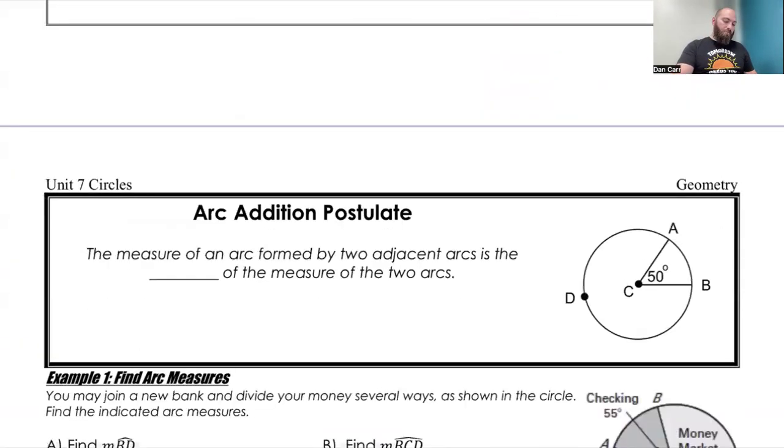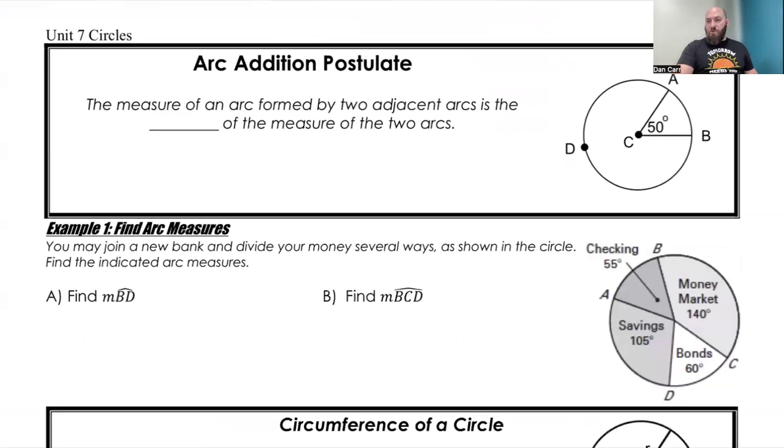All right. A couple other things for today. First one is the arc addition postulate. This is simply stating that the measure of an arc formed by two adjacent arcs is the sum of the measures of the two arcs. This one's not quite very good, but let me add a little bit more on here. Let's say I draw this in here, and that would make this about 150. That's close enough.